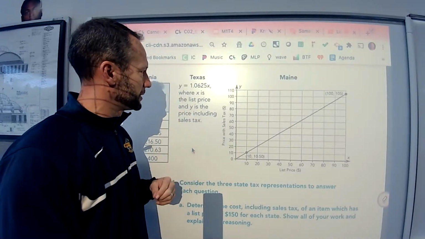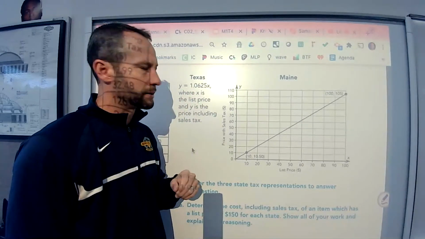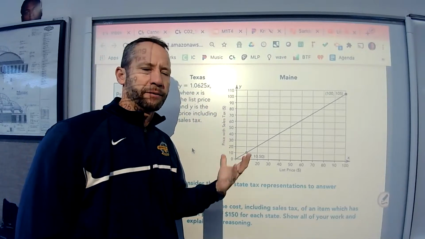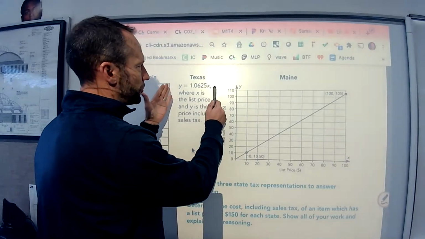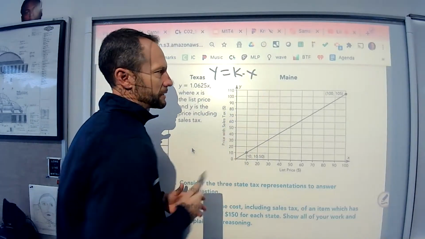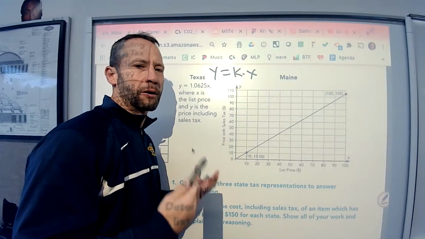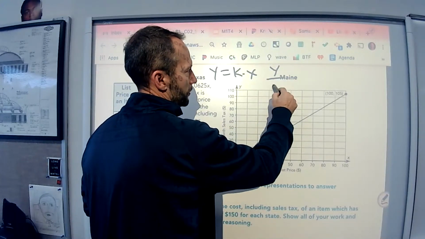Then some students decided, well, this is a decimal, I'm just going to move it and make it a percent. So the sales tax is 106.25%. But obviously we used our common sense and that doesn't make sense. So now we had to go back in time to this equation, y equals k times x, and remember what that k was. That k represented our COP, our constant of proportionality, which we defined as y over x.